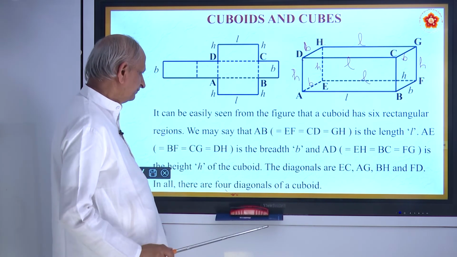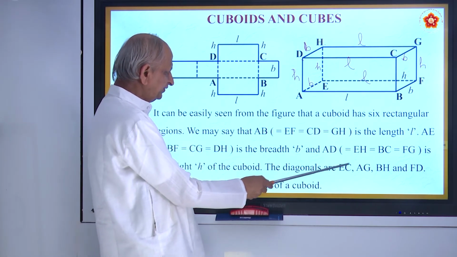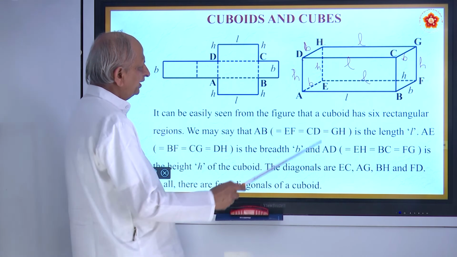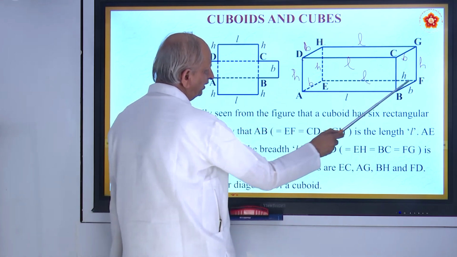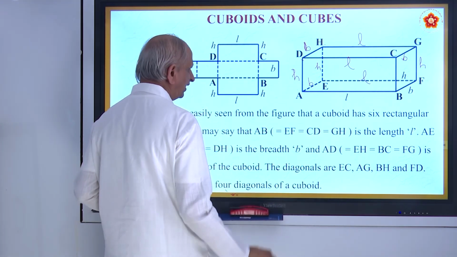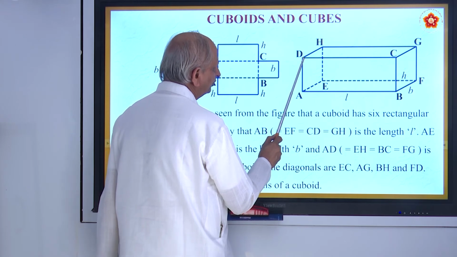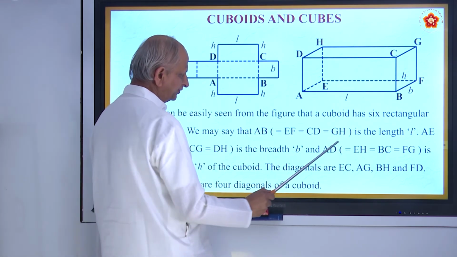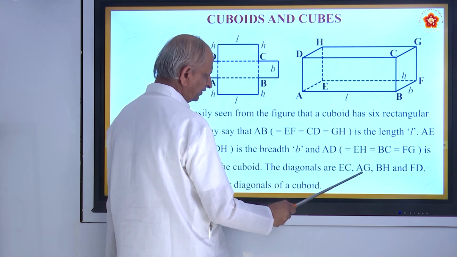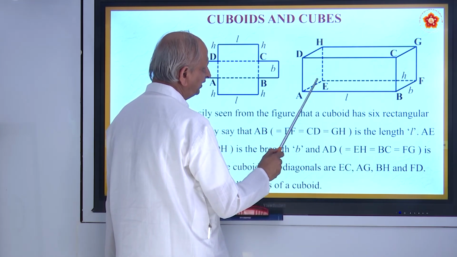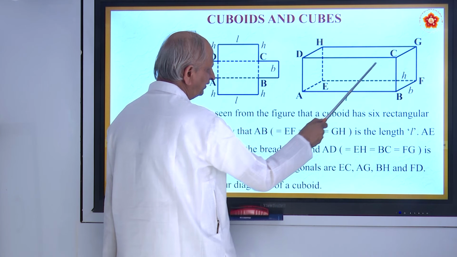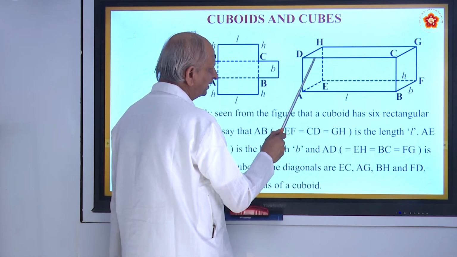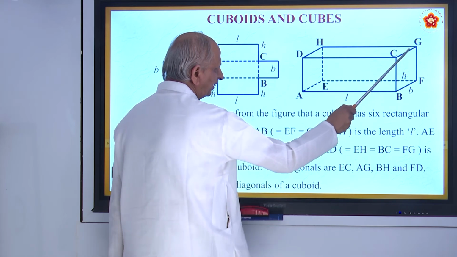Now diagonals. Diagonals are EC, AG, BH and FD. See FD. This you join it, it becomes diagonal. So join this FD, it becomes diagonal. And one more is EC. If you join this EC, it is a diagonal.